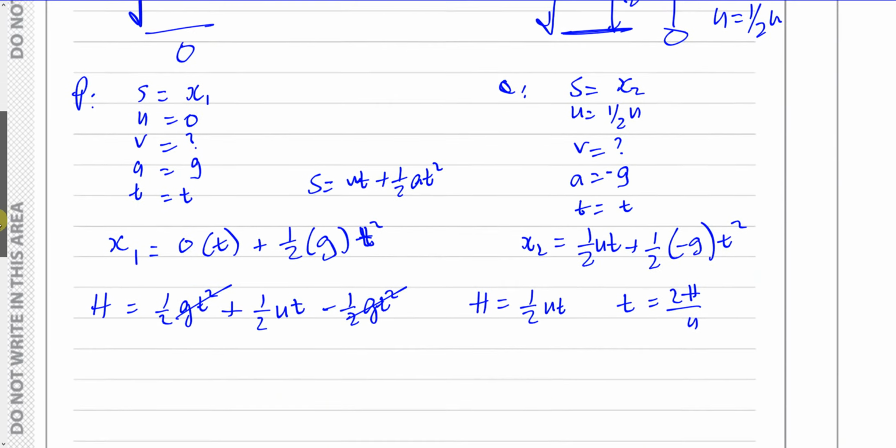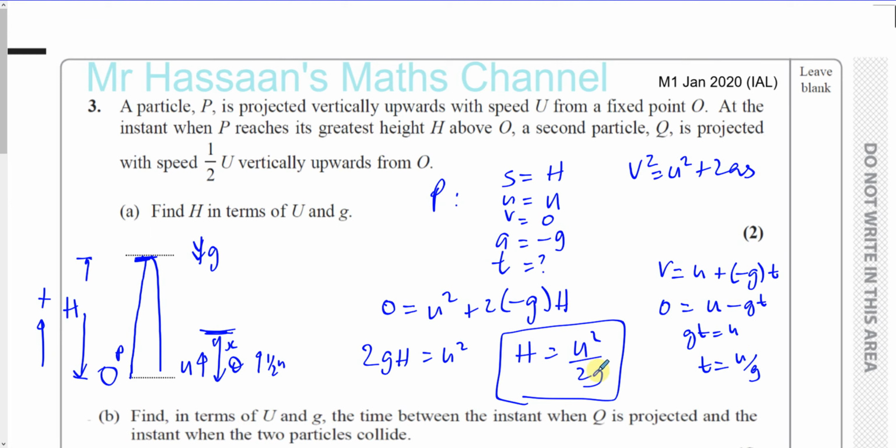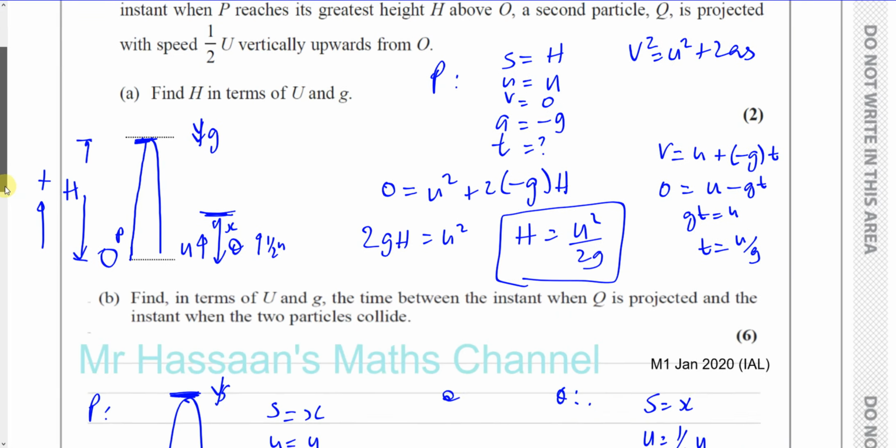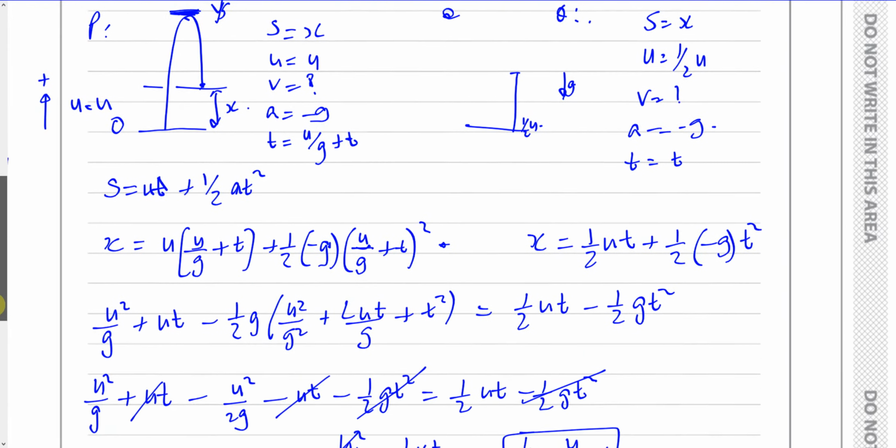Part B says find in terms of u over g. Is that what we got there? No, we didn't get it in terms of u and g. We don't need the h yet. We need to replace the h with what it is, which is u squared over 2g. Sorry about that. So h is u squared over 2g.